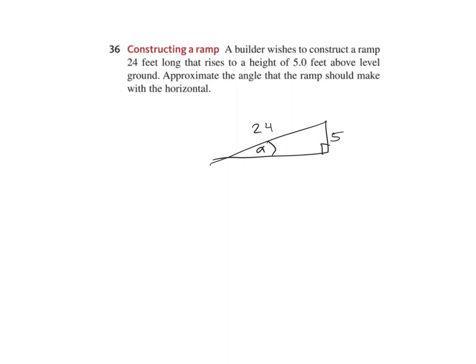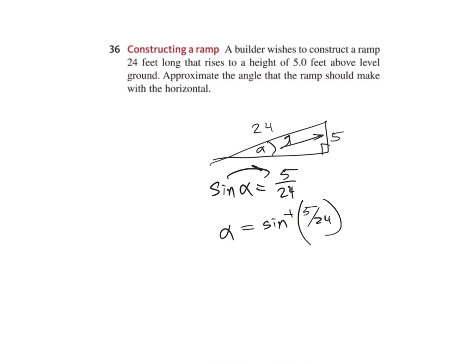A builder wishes to construct a ramp 24 feet long. So that's your hypotenuse there. 5 feet tall. Approximate the angle on the ramp. So we're doing these backwards. We have the opposite leg and the hypotenuse. That would be the sine of alpha equals opposite leg over hypotenuse. So again, we need to move sine to the other side. So it's the arcsine, inverse sine, of 5/24. So do that on your calculator, and you get 12 degrees. Not feet, 12 degrees.